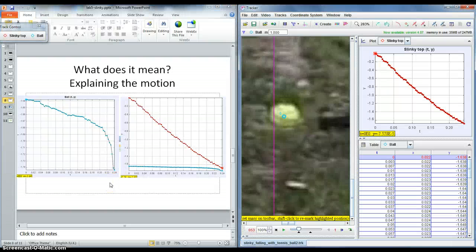So what does it mean? Why does the motion actually look like this? This graph shows the motion of the ball which is attached to the bottom of the slinky as time advances. We can see that initially there is some very little movement of the ball.